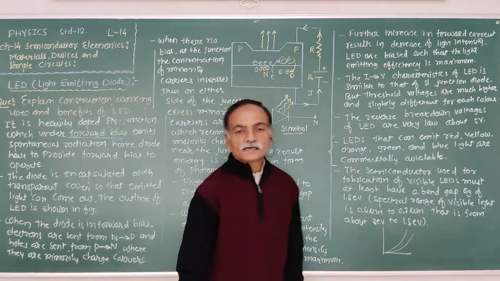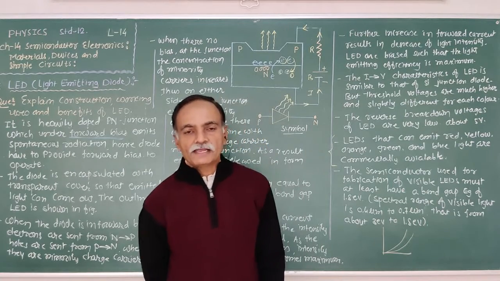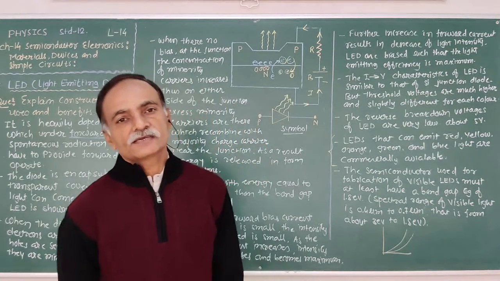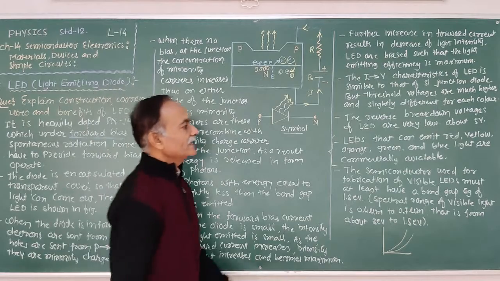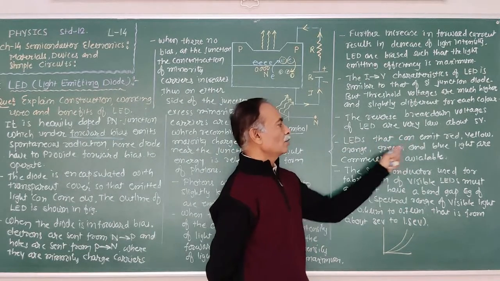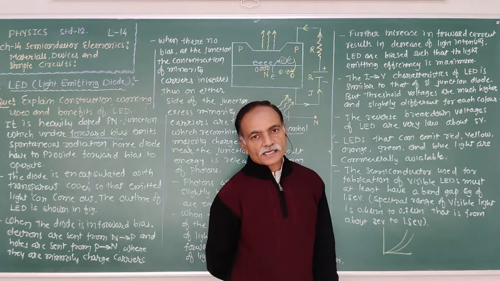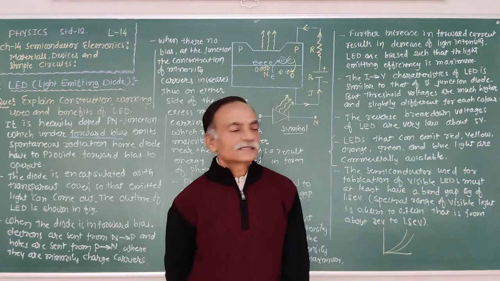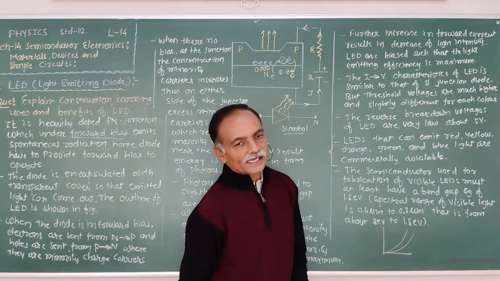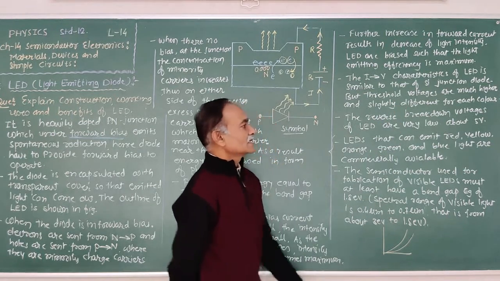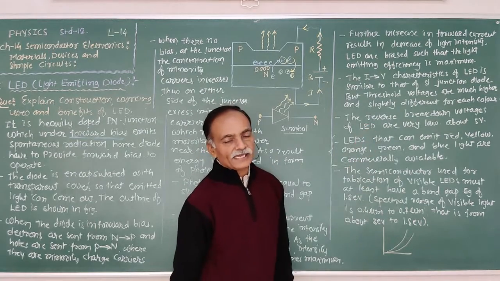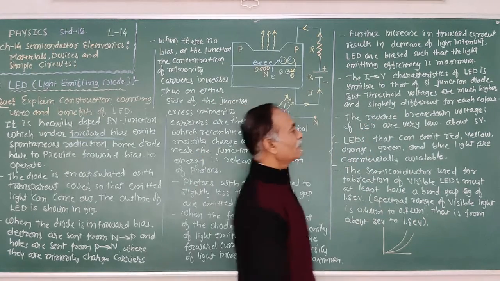Here the light emitting diodes are also available in different colors. Some LEDs emit red, yellow, orange, green and blue light. So for this type of LED, the threshold voltage is slightly different. The reverse breakdown voltage of an LED is very low, about 5 volt.